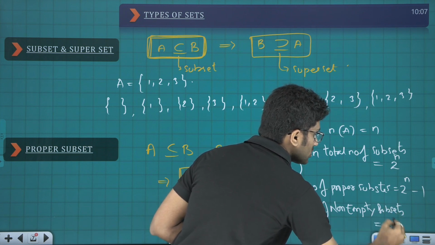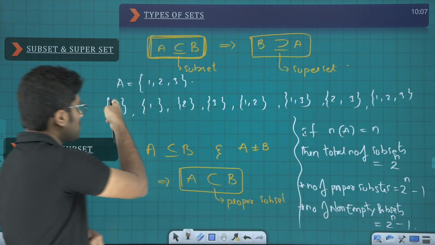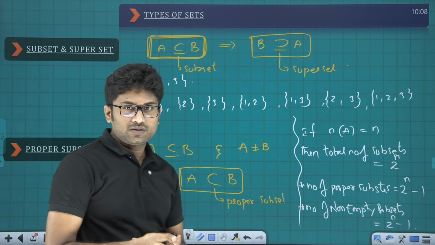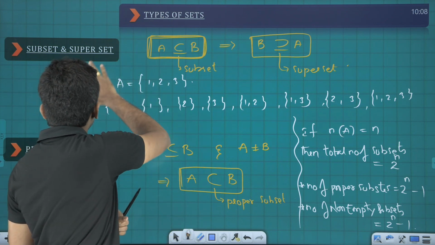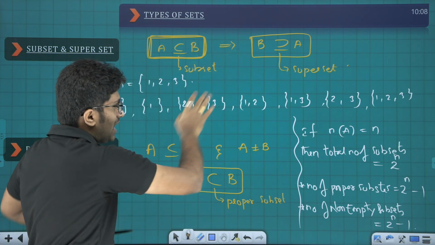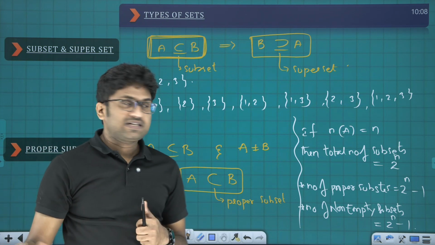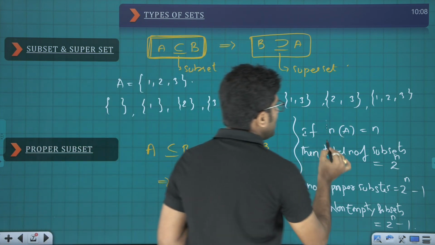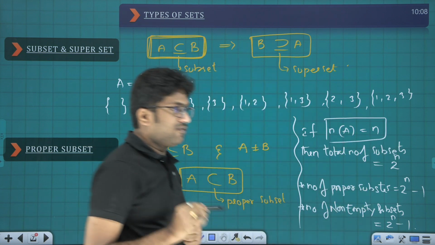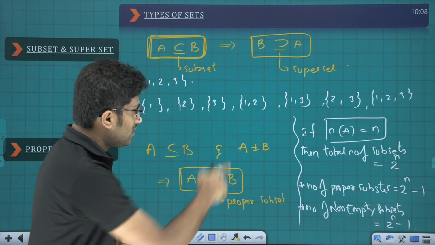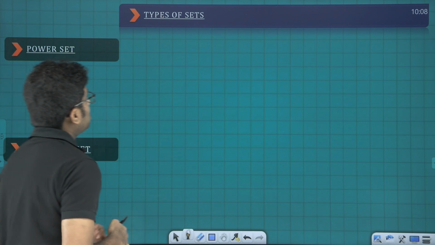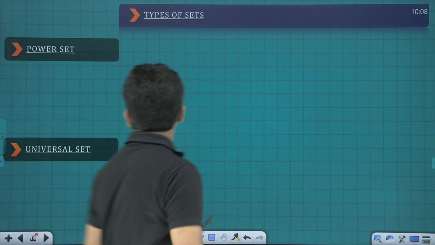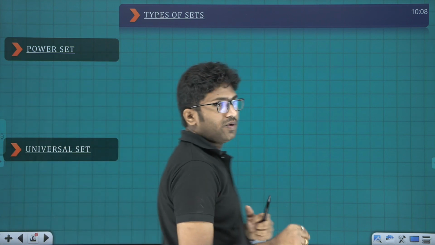Is also equal to 2 power n minus 1, because we exclude the empty set. Clear? So we have seen subset, superset, proper subset, and the number of subsets, number of proper subsets, and number of non-empty subsets for a given set consisting of n elements. Next, power set and universal set.